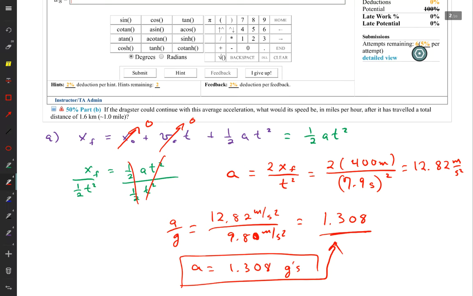Everybody got that? Okay, then part B is, how fast will it be traveling when it's gone 1.6 kilometers? Approximately 1 mile, right? 1.609 kilometers in 1 mile. So now I need to find the speed. What's the easiest way? Divide the distance. Well, I don't know the time for the full trip. It does ask the speed, right? We don't have the total time. We only have the time for the 400 meters.